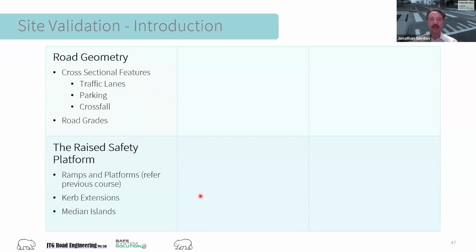It's also looking at our raised safety platform itself. So that's our ramps and our platforms. That's covered in detail in the principles course. But it's also then, well, curb extensions. Do we need them? What benefits do they provide for our site? And also, as we've discussed earlier, median islands. Is there an opportunity or warrant, or are they a benefit for our project?